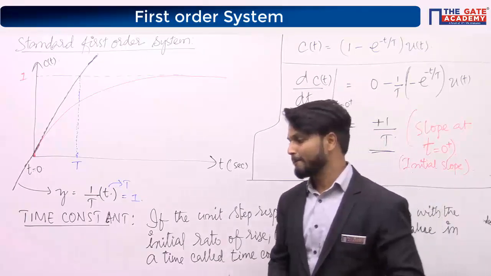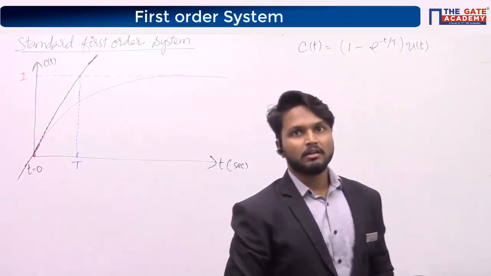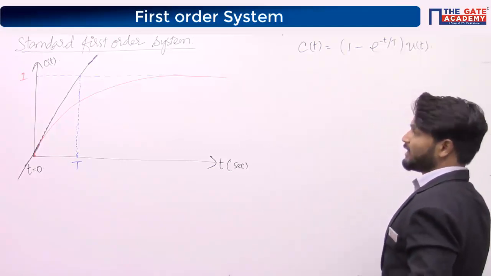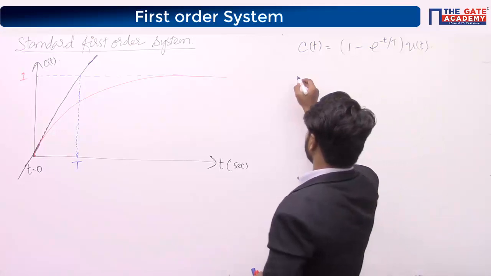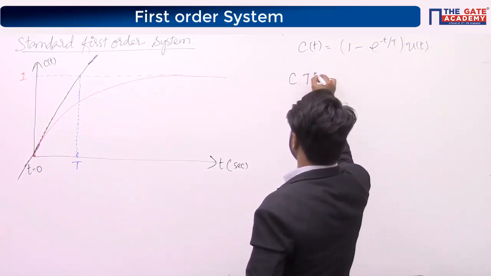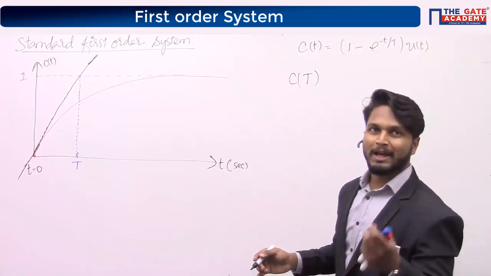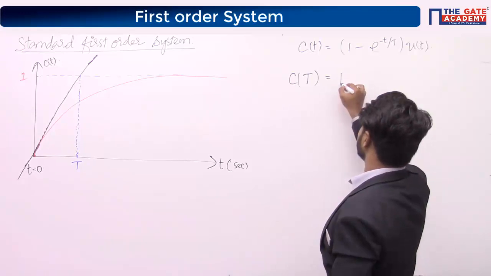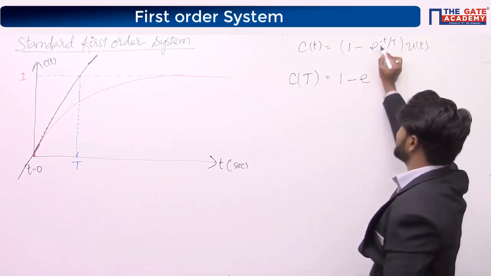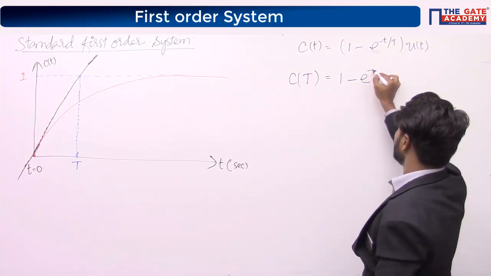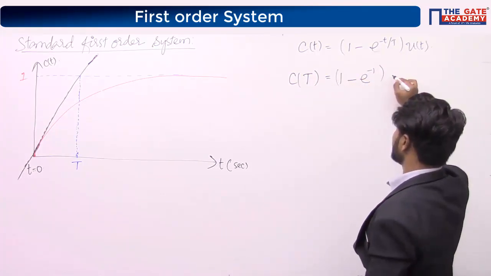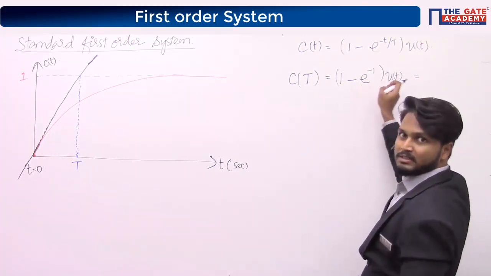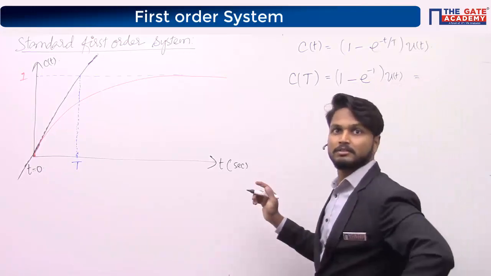Is it clear, everyone? So see here, what is the response we have? It is C of t is equal to (1 minus e power minus t divided by T) u of t, right? So let us calculate C of T, capital T. Put capital T in the place of small t, in the place of time. What will you get? It is 1 minus e power minus capital T divided by capital T, which means (1 minus e power minus 1) u of t, right? So what is the value of this? Please calculate the value of this.